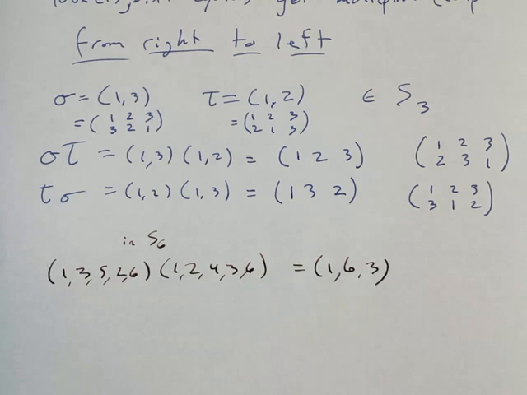That's it. 1 goes to 6, 6 goes to 3, 3 goes back to 1. That's all I get out of this cycle, which means I need to look at the other numbers. So 2 or 4 or 5. Where do you want to start? 2. What happens to 2?